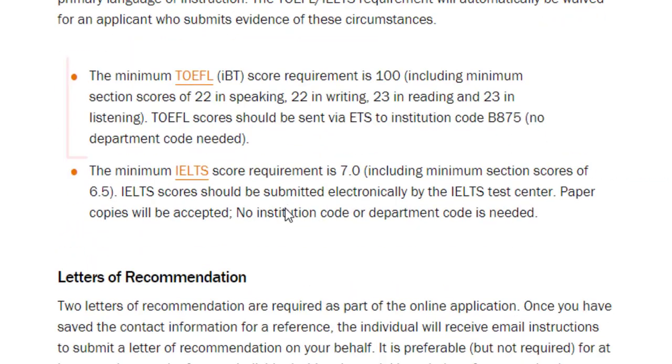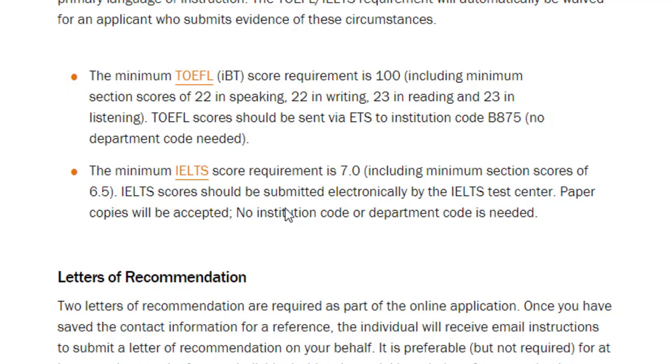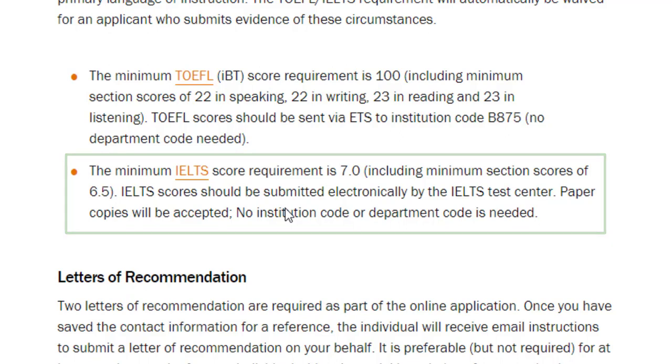So for TOEFL, the iBT score required is 100 out of 120 with a sectional cutoff of 22 in speaking and writing and 23 in reading and listening. For IELTS, you need a minimum score of 7 out of 9 and again a sectional cutoff of 6.5.